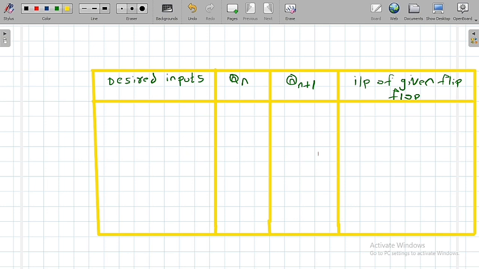So this is the point that you always have to keep in your mind. So this table, if you remember, you can easily get the desired flip-flop from the actual flip-flop.